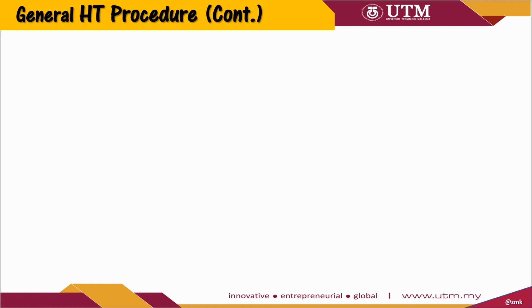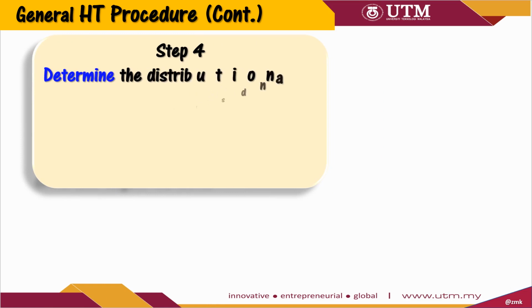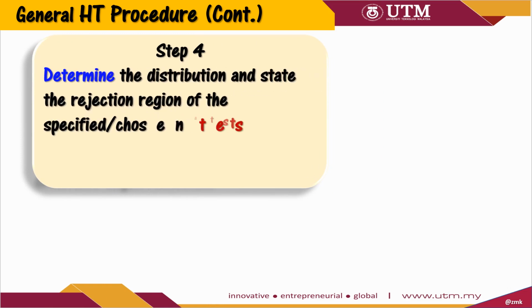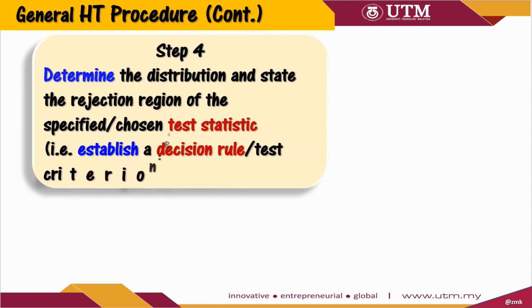We continue with the other 3 steps in a hypothesis test procedure in this slide. The fourth step is to determine the distribution and state the rejection region of the specified test statistic. That is, establish a decision rule or test criterion by writing reject H0 if the test statistic is less or greater than a critical value. At this step, you should identify which test statistic to be used in a hypothesis test.